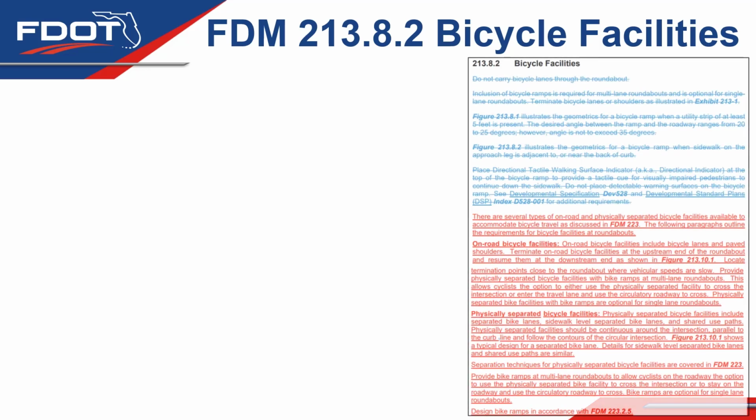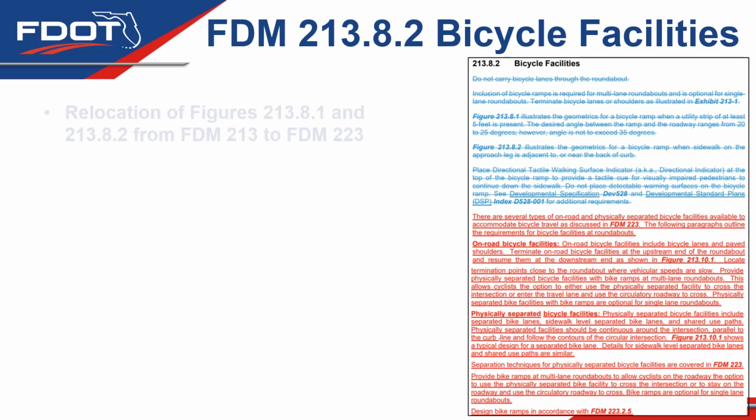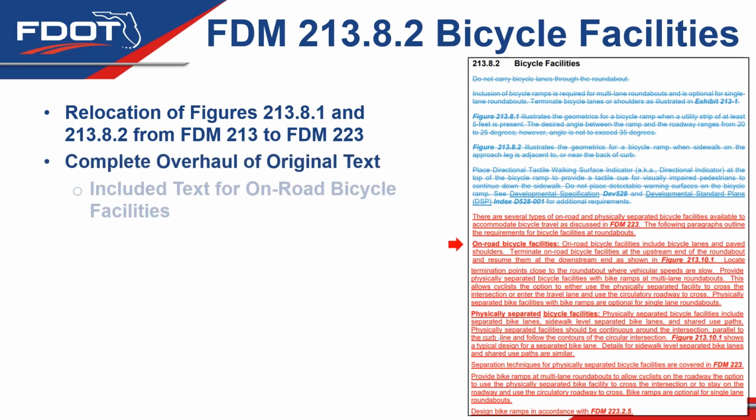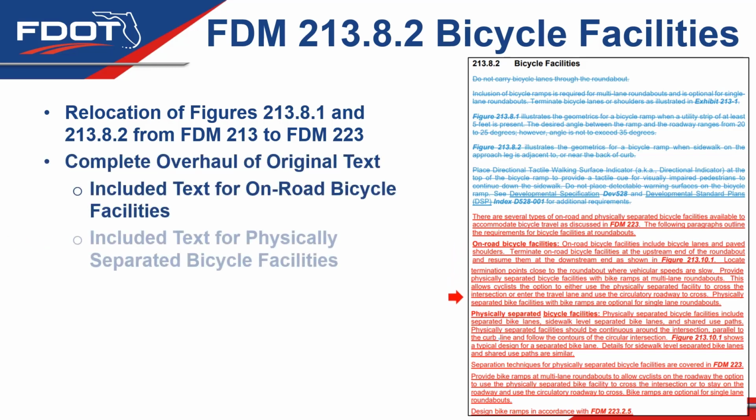One intent of a roundabout is to have a design that provides separation of the cyclist from the motorist through the roundabout and the conflicts that exist there. Because of this, we found it valuable to create the distinction between on-road bicycle facilities and separated bicycle facilities.